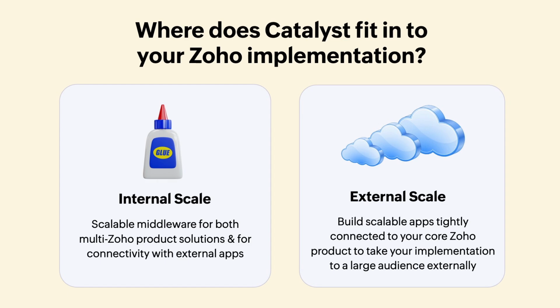The first one is around internal scale. So we're talking about scalable middleware that can sit between two different systems. This could be a legacy system. This could be a Zoho app, two Zoho apps, or another SaaS application, in order to bridge that gap by enabling you to move a lot of data from one service to another without having to hit any limits.